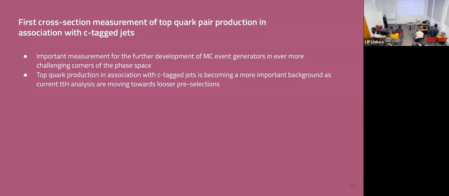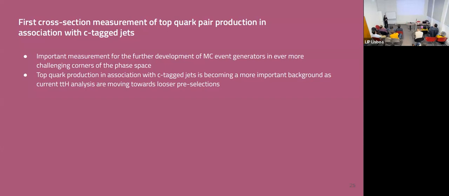This brings me to the end of this part. I have shown you the first cross-section measurement done by ATLAS of TT bar production with additional C jets. This is an important measurement for the further development of Monte Carlo generators. And I think in this particular moment, this is an important measurement because TT bar with additional C-tag jets is becoming a more important background in the current analysis that we are doing. Exactly because we are opening up the phase space and having a larger contribution from these processes that was not the case in the previous analysis.